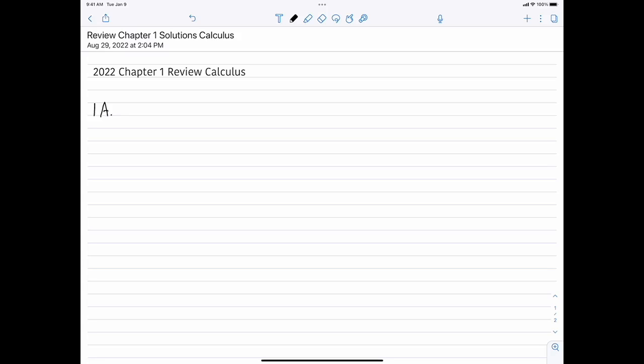So what do we got here? We're asked to use the definition of continuity to determine if the function is continuous at a specific point, in this case at x equals 2. We have this piecewise function, where we have the linear function x minus 4 for all values in the domain that are less than 2, and then negative 0.5x squared for all values greater than or equal to 2.